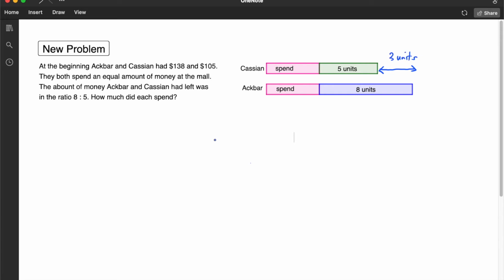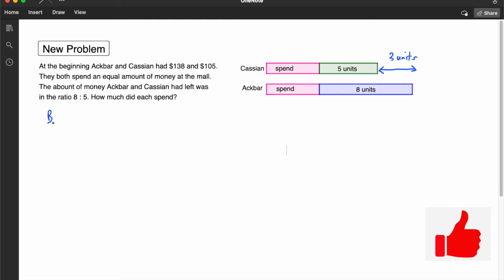So what is important to realize in this type of problem is that the difference between the two models is the same, right? Whether it is before spending the money or after spending the money, right? So this is after spending the money. You can see it is 3 units. If I were to remove this, before spending, it is also 3 units, right? So we are going to make use of this fact in solving the problem, right?